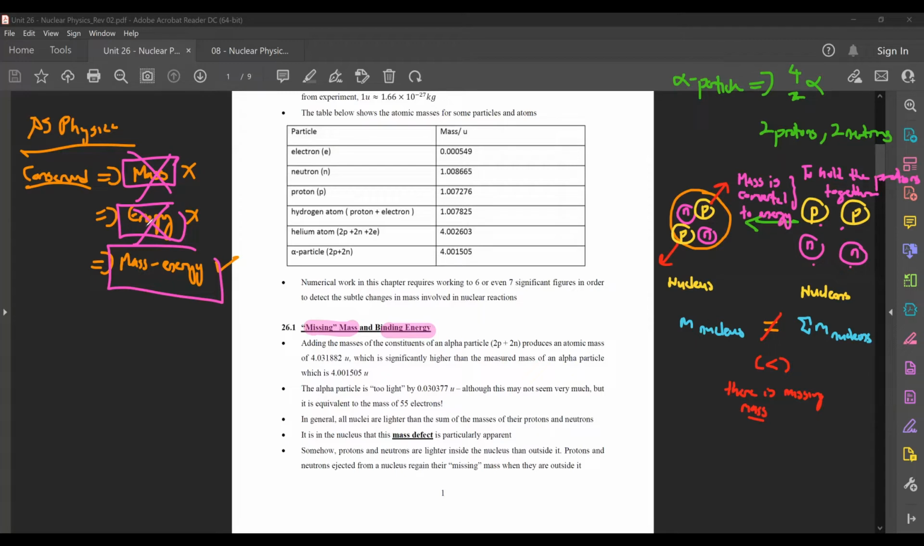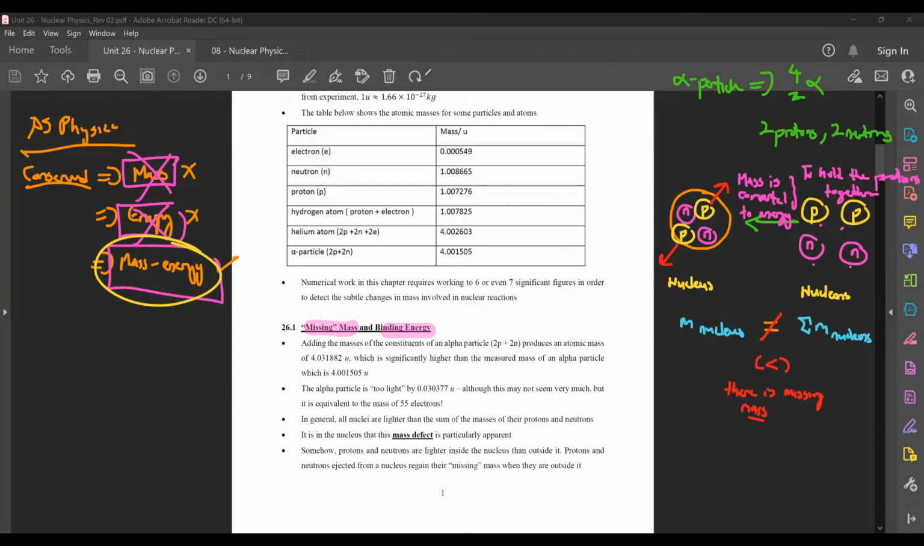So it's not correct to say energy is conserved. It would be more correct to say that mass energy is conserved. Mass is converted to energy. The converse, the reverse, is also true. Energy can also be converted to mass.